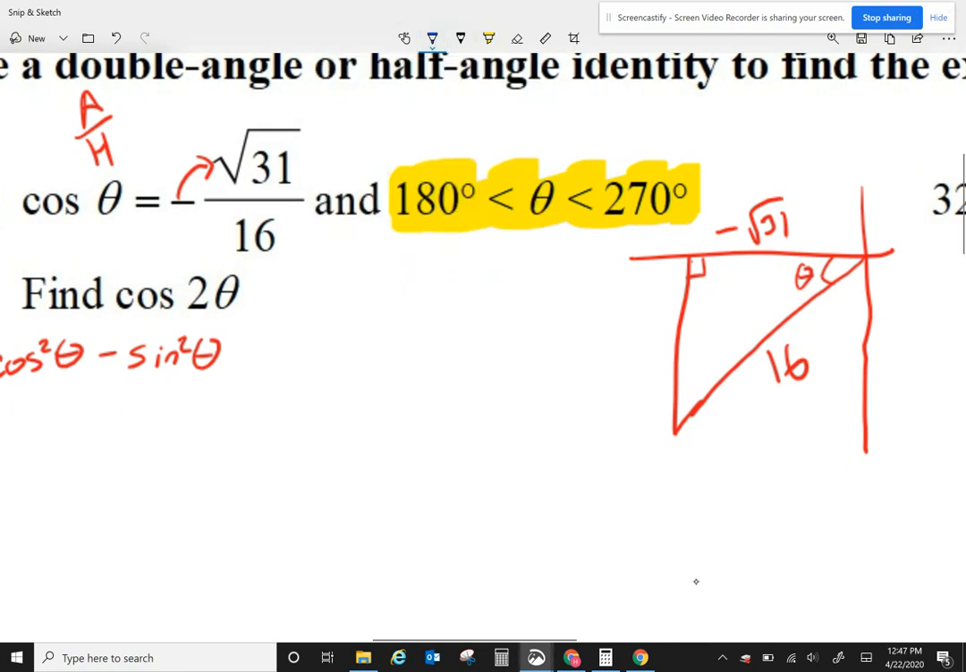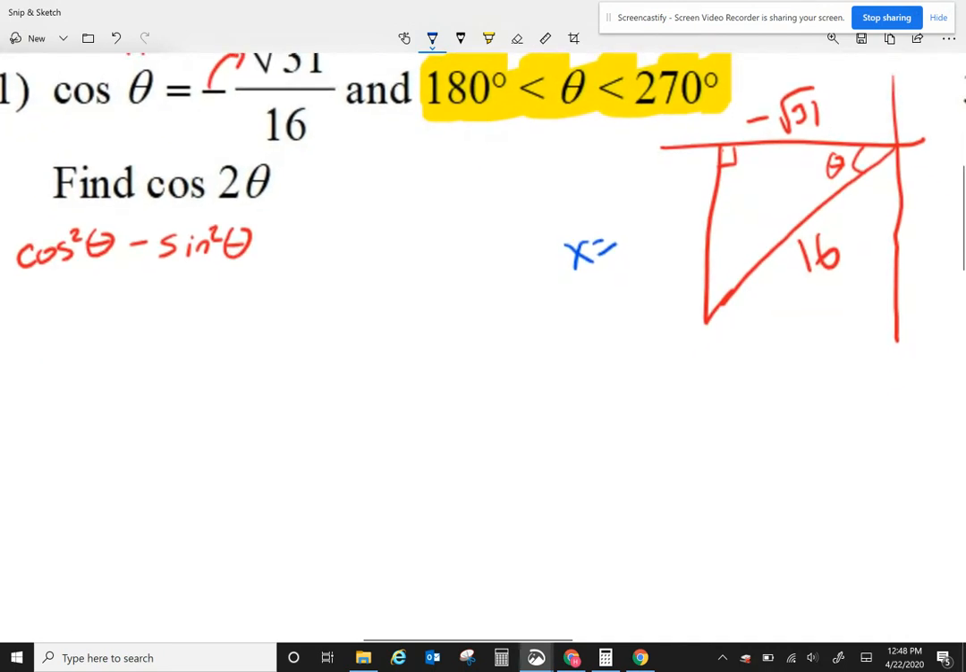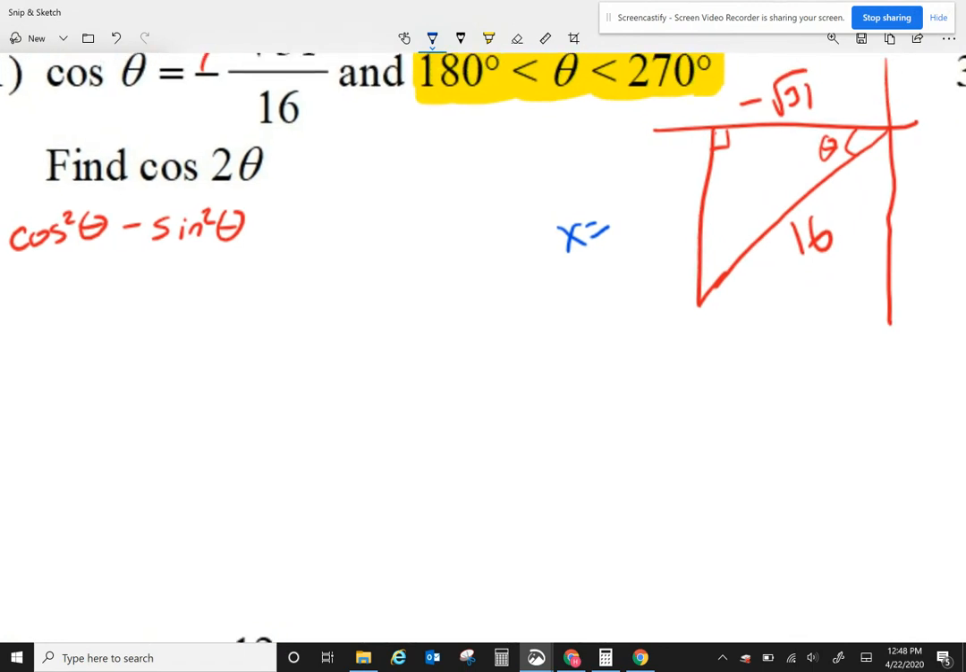I don't know how big this opposite side is. I don't know how big this side is. I do need the opposite since I'm going to be dealing with sine. Okay, so let me solve for x.